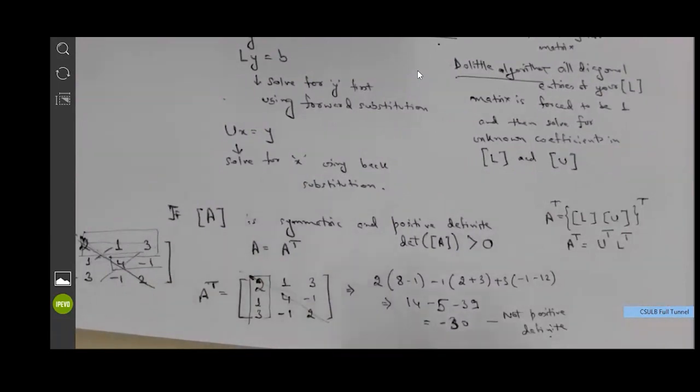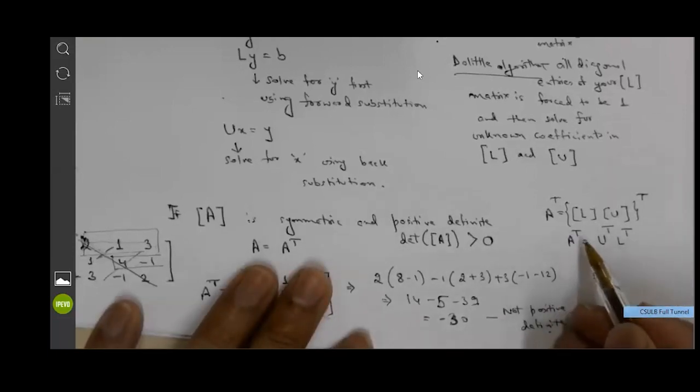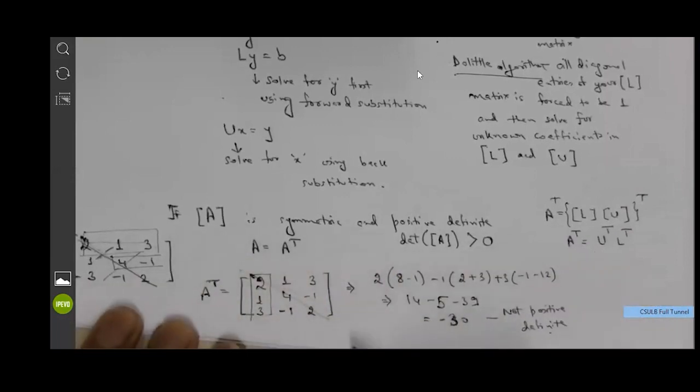Are you with me, guys? Yes. Good. So if I have a symmetric and positive definite matrix, now this specific case I have got as not positive definite. I'm just seeing what element should I change to make it positive definite.